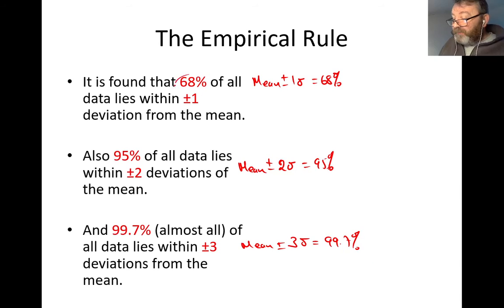So it's 68% within the mean, plus or minus 1 standard deviation. 95% is the mean, plus or minus 2 standard deviations, and 99.7% of the population are found within the mean, plus or minus 3 standard deviations. So it's important from a statistical point of view that we know what the mean is and we know what the standard deviation is.